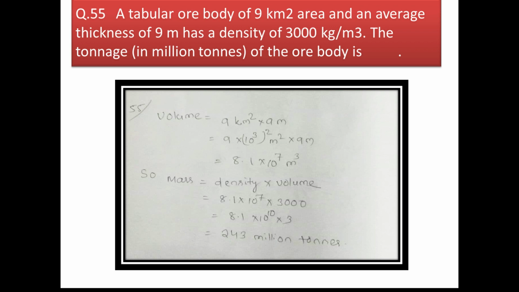Next question. A tabular ore body of 9 square kilometer area and an average thickness of 9 meter has a density of 3000 kg per meter cube. Then the average tonnage of the ore body is, now see here, the volume equals 9 km square into 9 meter. Now 1 kilometer equals 10 to the power 3 meters. So 1 square kilometer equals 10 to the power 3 whole square meter. So the total volume you will calculate is 8.1 into 10 to the power 7 meter cube. Now the mass is density into volume, that is 8.1 into 10 to the power 7 whole into 3000, that is 243 million tons. Okay.